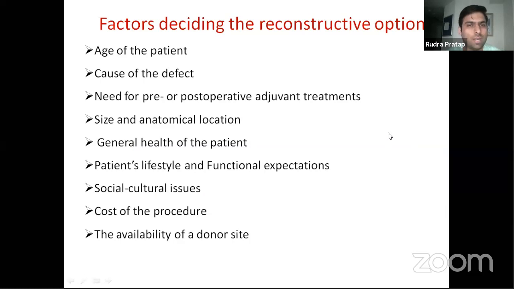So to conclude, there are factors that decide the reconstructive option in the patient. These factors are the age of the patient, cause of the defect, need for pre and post operative adjuvant therapy, size and anatomical location of the defect, general health of the patient, his lifestyle and functional expectations, social and cultural issues, cost of the procedure, and the availability of the bone.